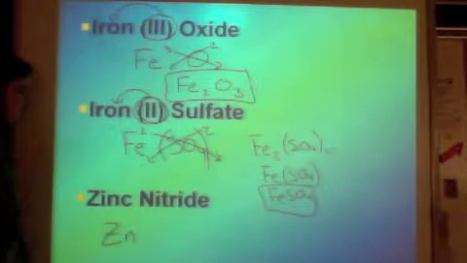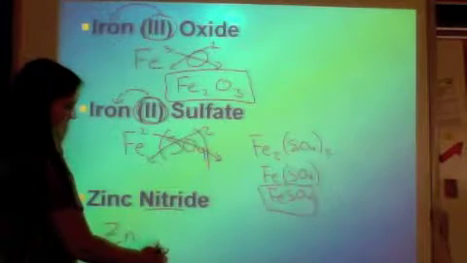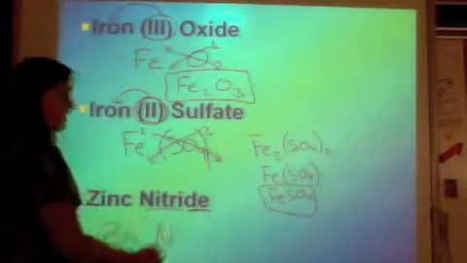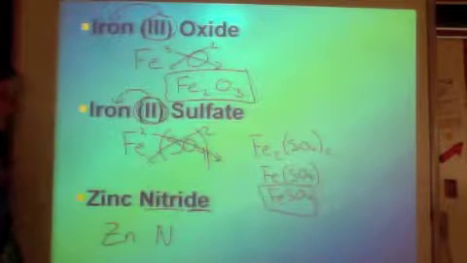Okay, last one, zinc nitride, zinc. Zn. Nitride, I said nitrate, I meant to say nitride. Nitride is nitrogen. Typically, if it ends with I, it's going to be an element. So nitride is N. Okay, charges.